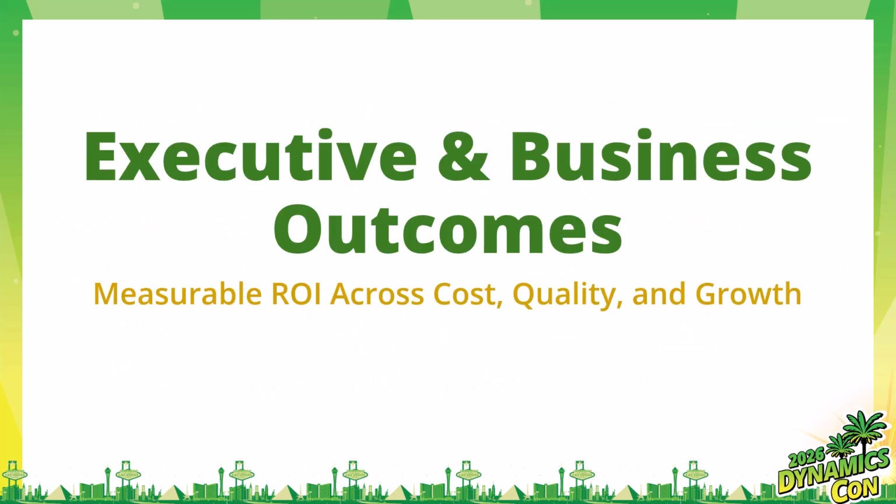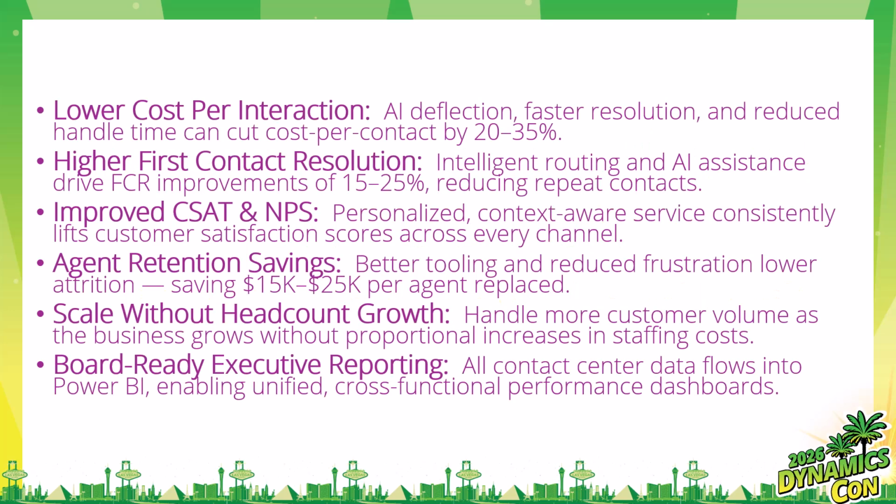Executives, how can they measure ROI across cost, quality, and growth? So executives get a lower cost per interaction, right? Typically, we're seeing AI deflection and faster resolution, reduce handle time, which can cut cost per contact by 25 to 30%. A higher first contact resolution by routing the conversations to the right people that have AI assistance can increase your first contact resolution metrics.